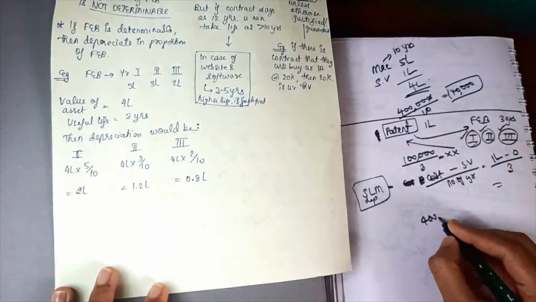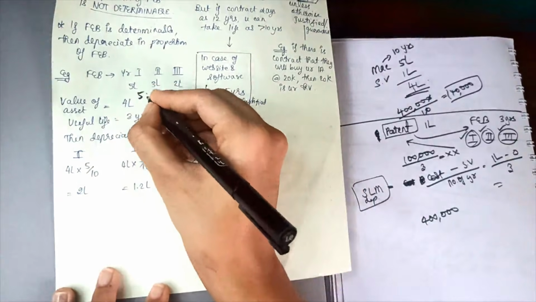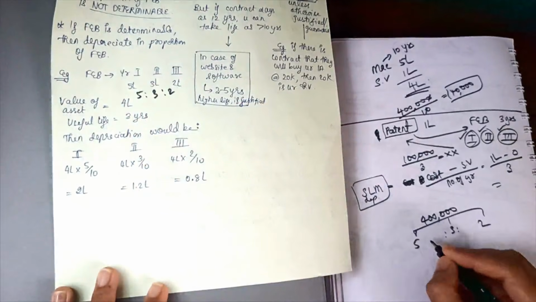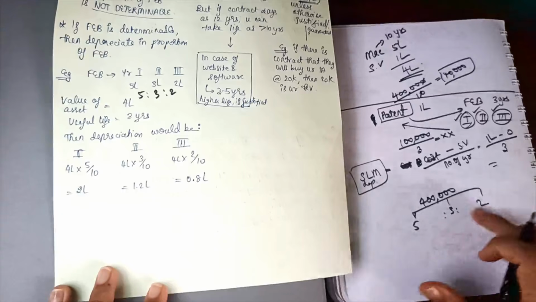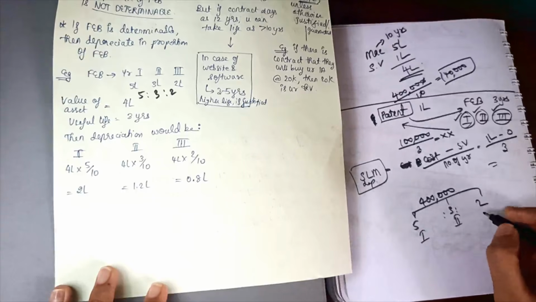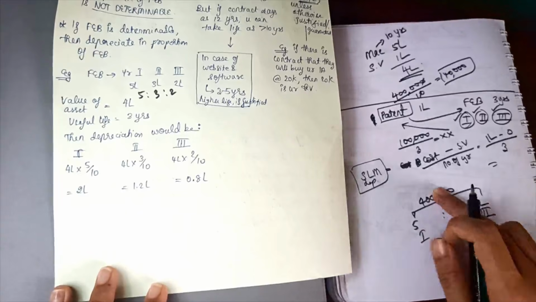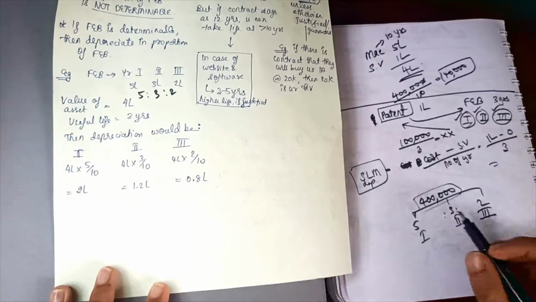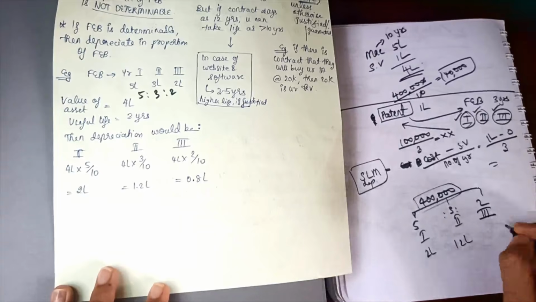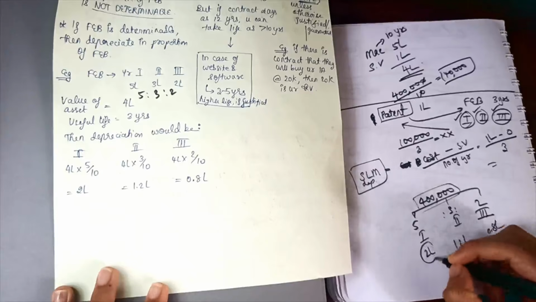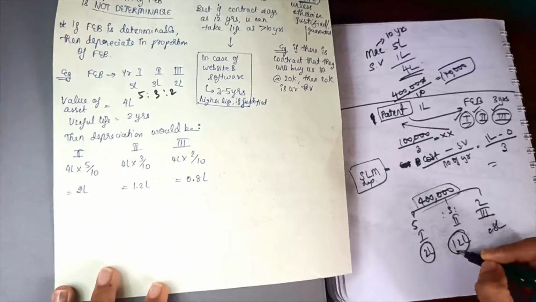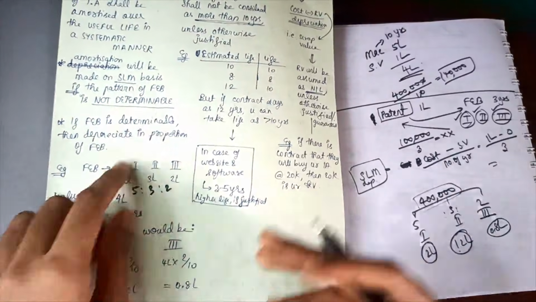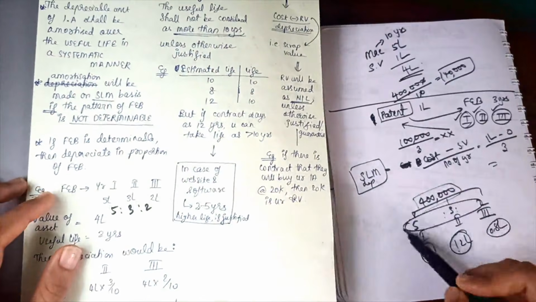That means this 4 lakhs I will divide in the ratio of 5:3:2. So year 1 I will depreciate this, year 2 this, year 3 this. If I proportion the 4 lakh rupees into 5:3:2, I will get 2 lakh, 1.2 lakh and 0.8 lakh. So in the first year I will amortize 2 lakh rupees, in the second year 1.2 lakh rupees and in the third year 0.8 lakh rupees. So if future economic value is determinable, you will depreciate it in the proportion of the future economic benefit.